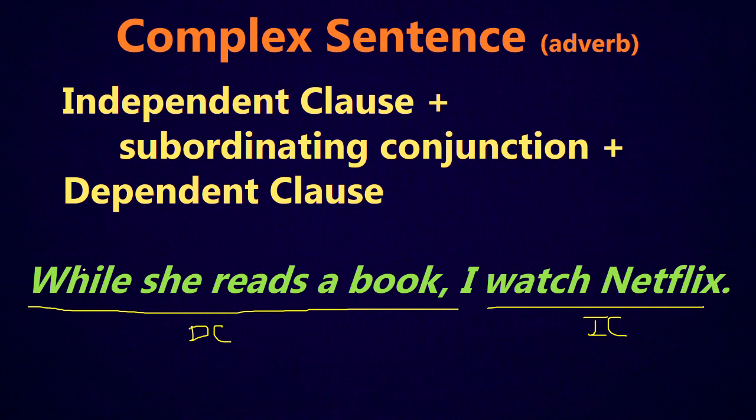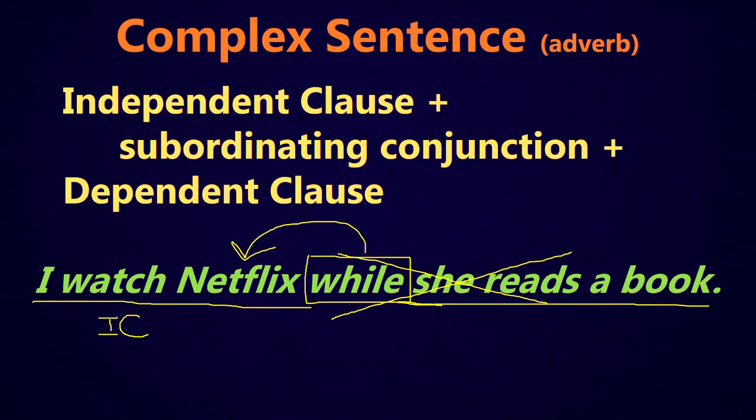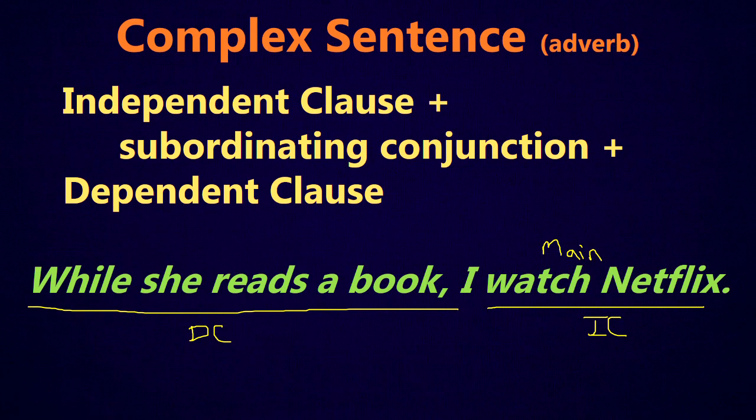What happens is if I put the dependent clause first, then I just put a comma at the end of it. And then I have my independent clause. This is what we also call the main clause. So this is the main clause. So the main clause can come first or it can come second. If it comes second, then we need to have a comma before it here, like that.